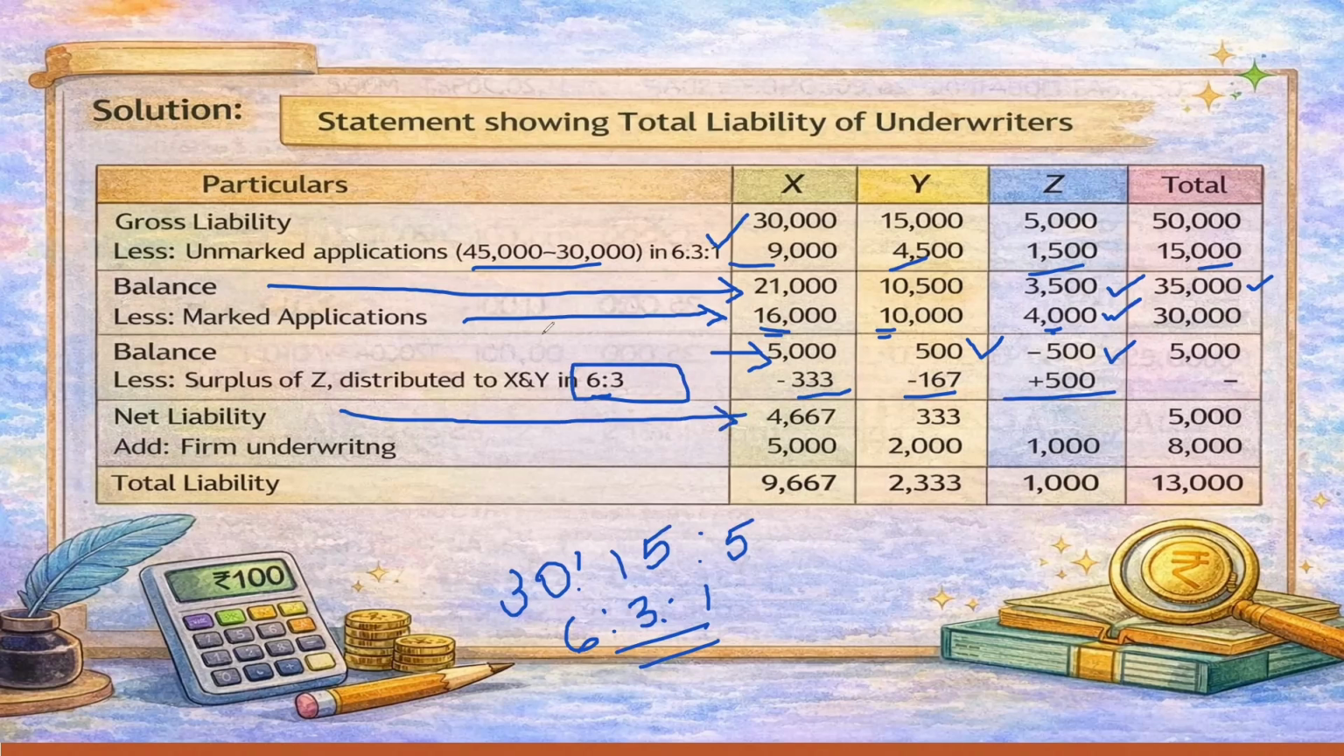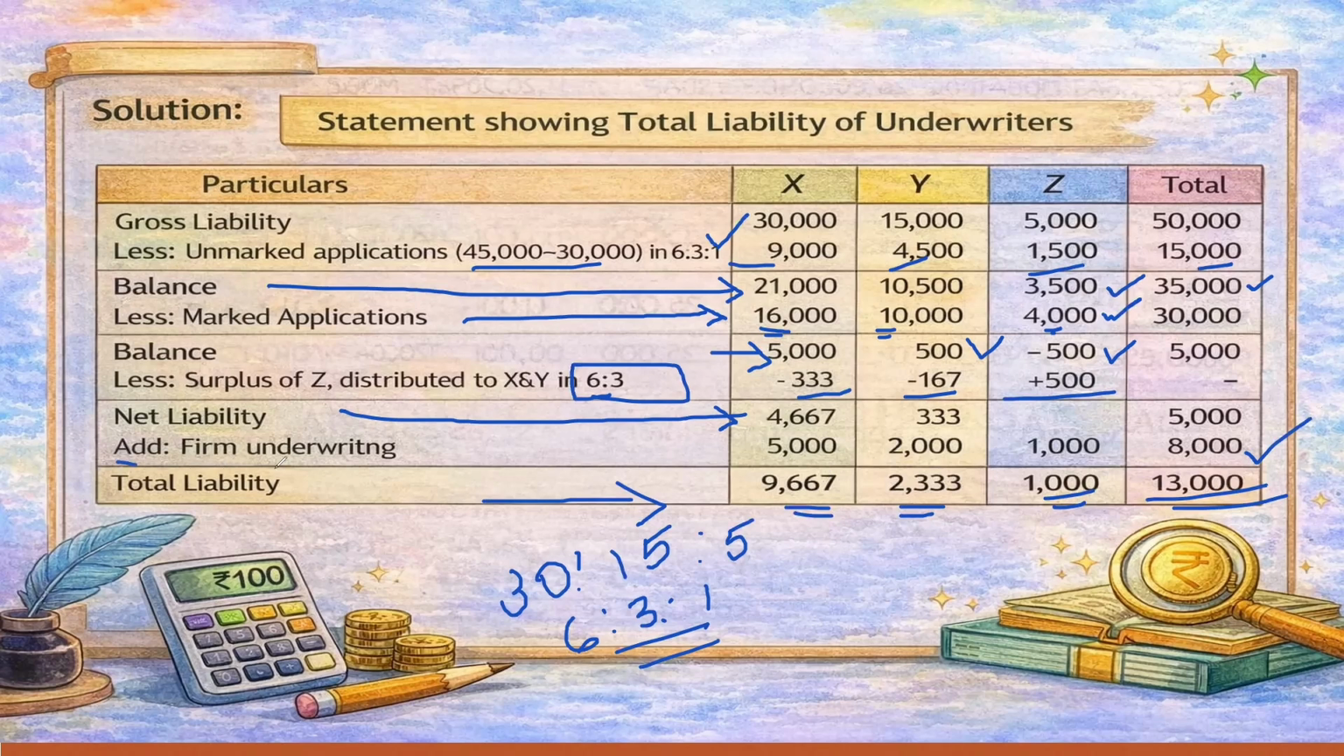Now we have to add firm underwriting. So 5,000, 2,000, 1,000 in case of X, Y, Z respectively. So total 8,000 of firm underwriting we have. So now total liability is 9,667 in case of X, 2,333 in case of Y, and 1,000 in case of Z. Totally 13,000 shares of liability they have.